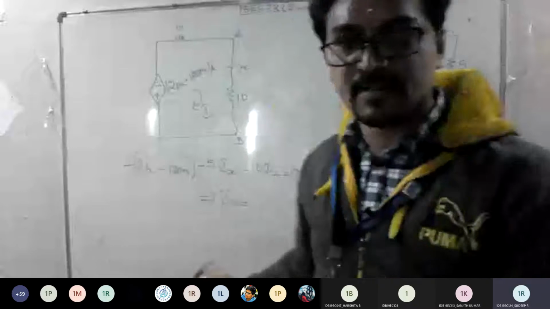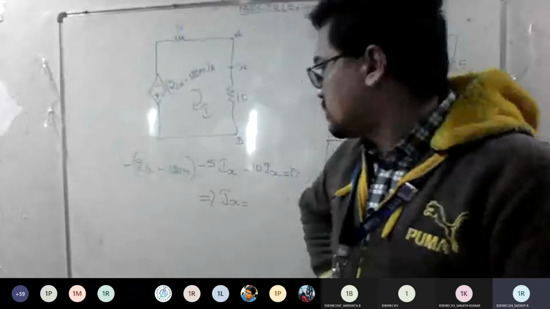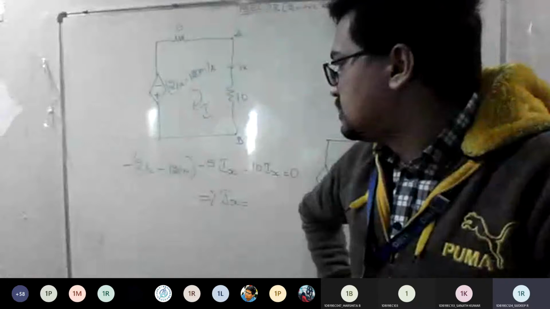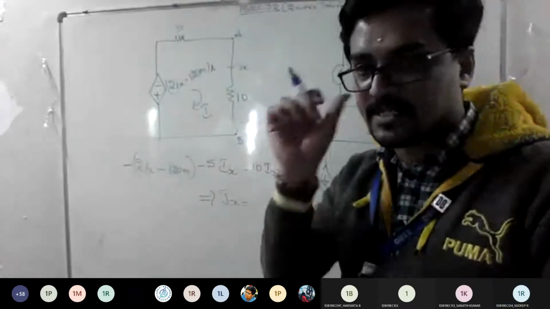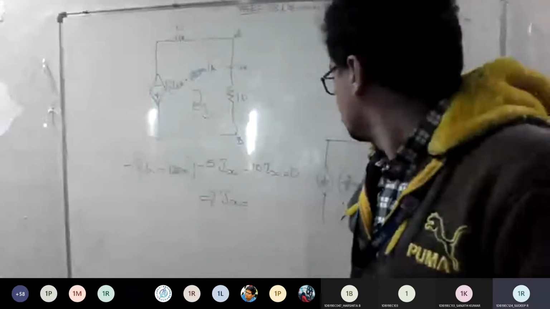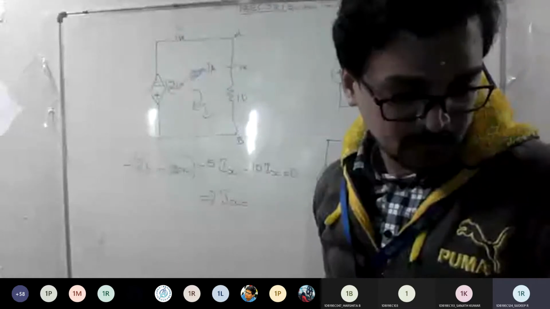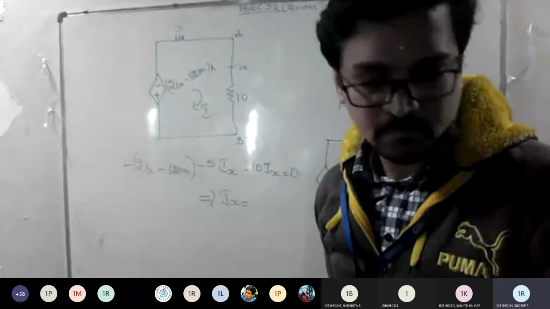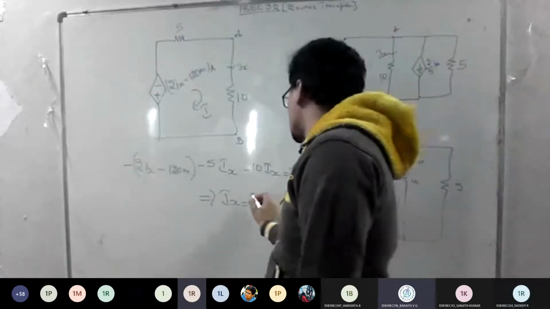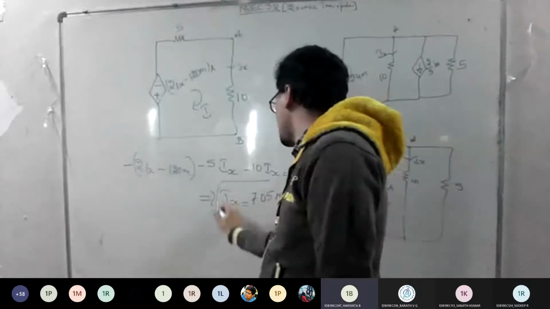See, if you are able to understand such type of problem, you can do the independent way easily. Don't forget that milli. You can multiply that minus inside and get the answer. What is Ix? Check. 7.05 milliamperes, sir. Good. So others got the same answer.